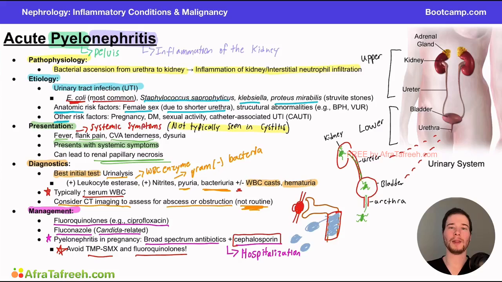We also want to keep in mind that to contrast this with cystitis, we're looking at typically elevated serum white blood cells because this is a systemic illness. Cystitis is more likely localized to the bladder, less likely to show increase in serum white blood cells.